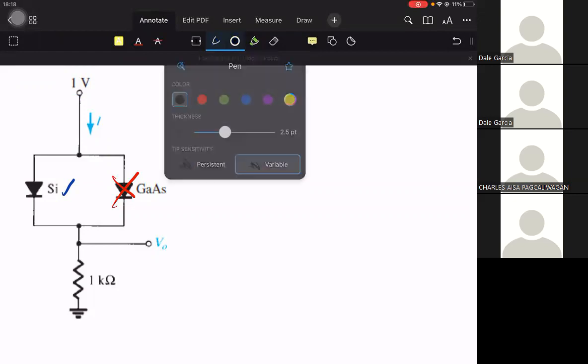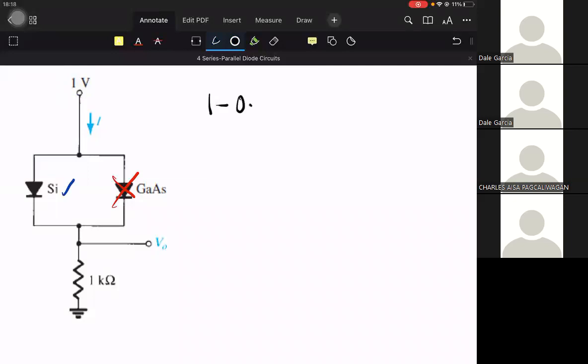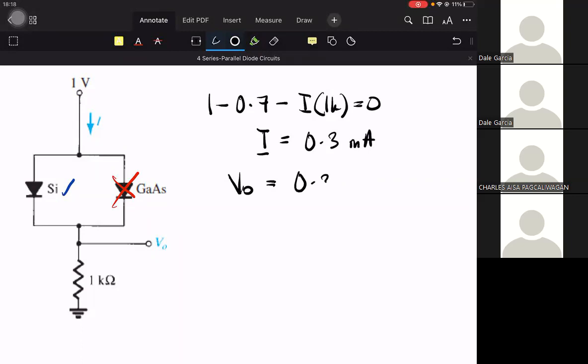KVL ta: 1 minus 0.7 minus I times 1K equal to 0. So the answer is 0.3 milliamperes. VO is equal to 0.3 volts. Short solution.